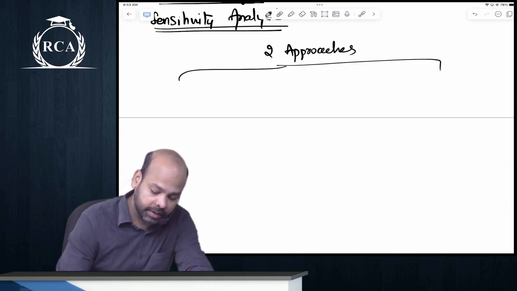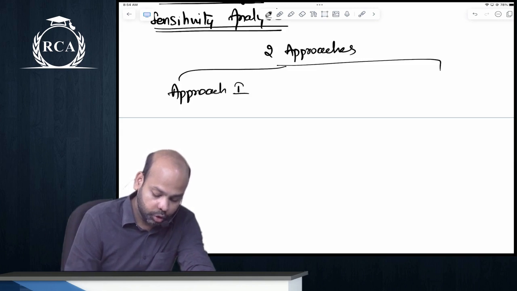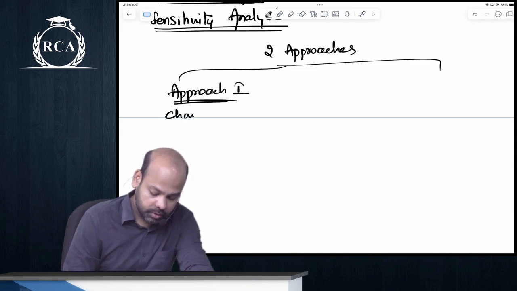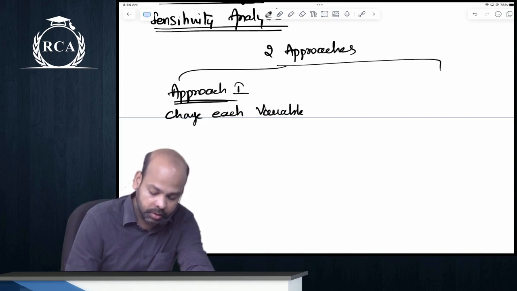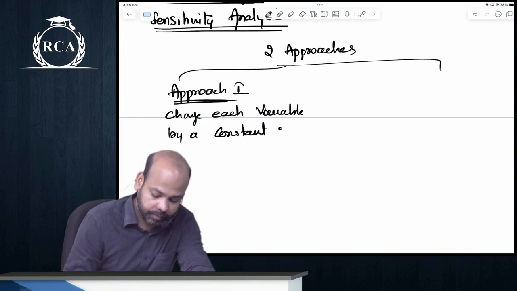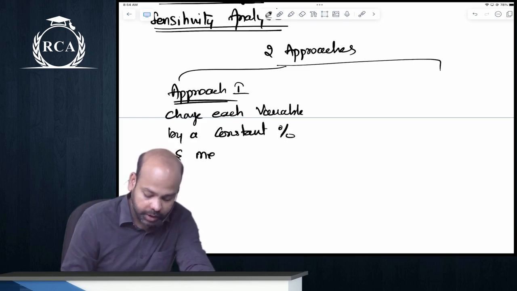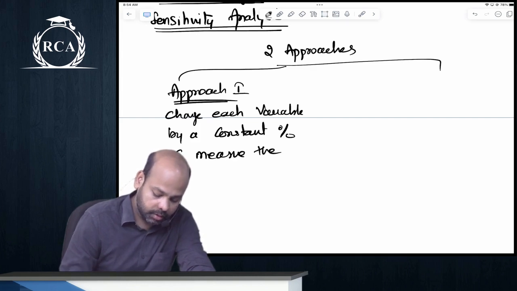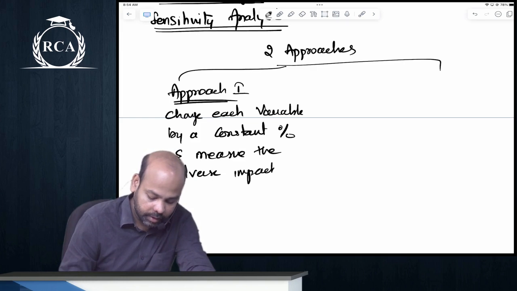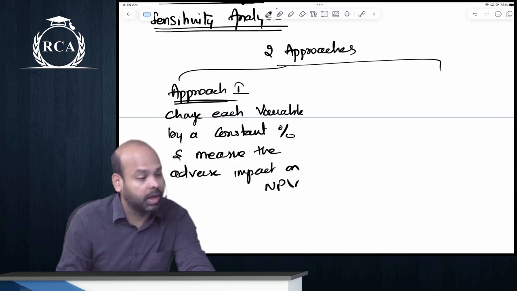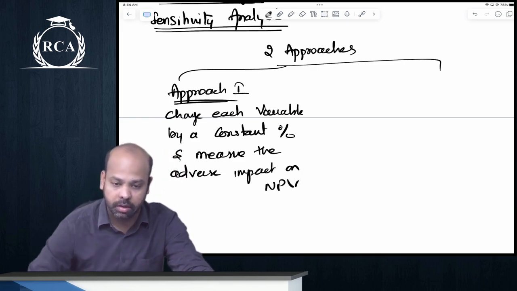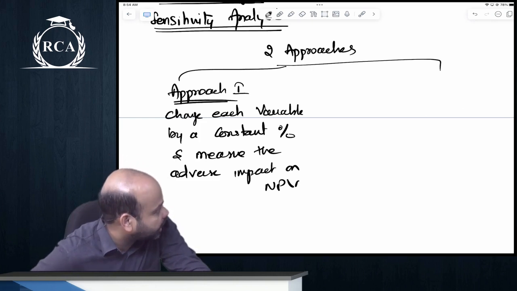Two approaches, guys. Approach one: change each variable by a constant percentage and measure the adverse impact on NPV. We are not computing favorable, we are only measuring the adverse impact.